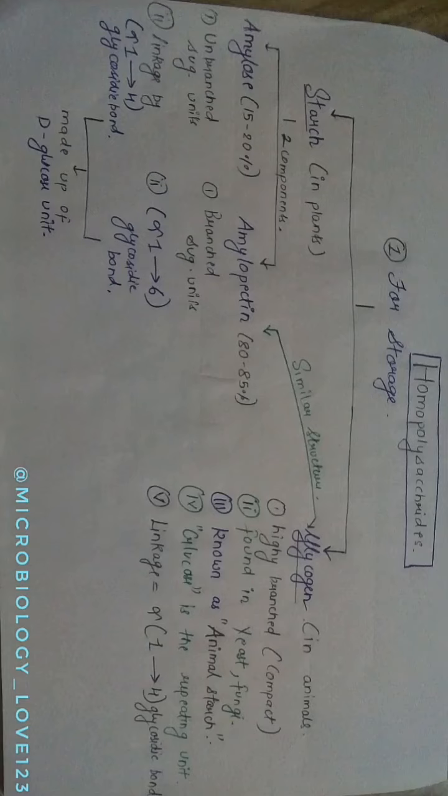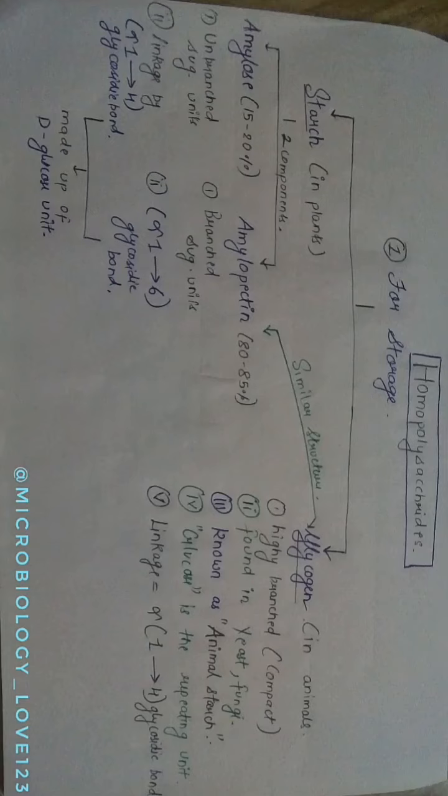This is starch and glycogen. Starch is usually found in plants, while glycogen is usually found in animals. Starch contains two components, that is amylose and amylopectin. Amylose constitutes 15 to 20% of the starch, while amylopectin constitutes 80 to 85% of starch.